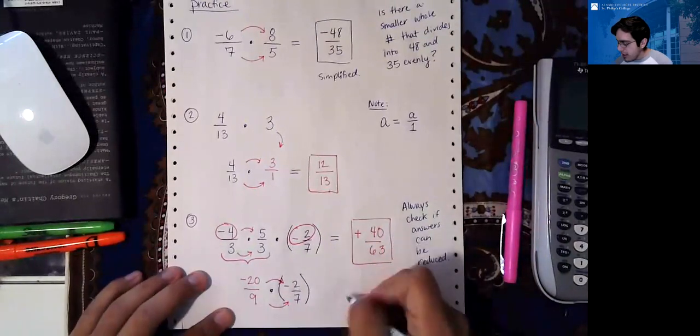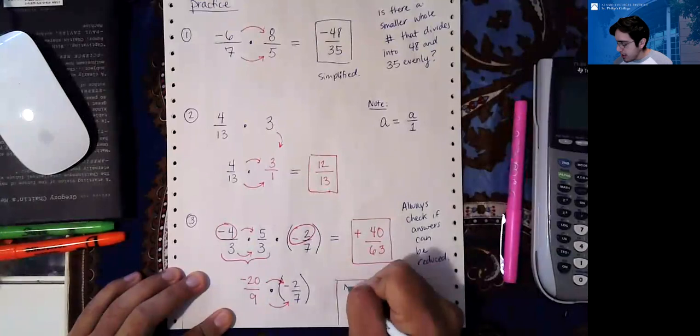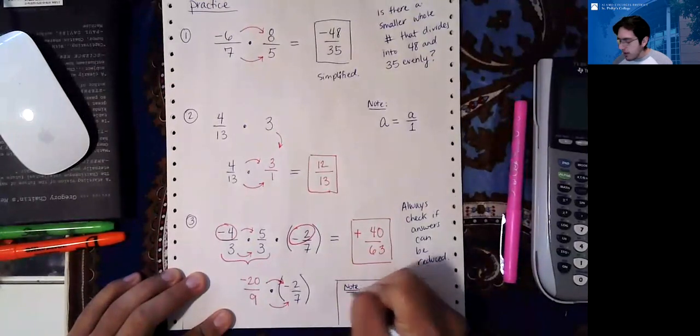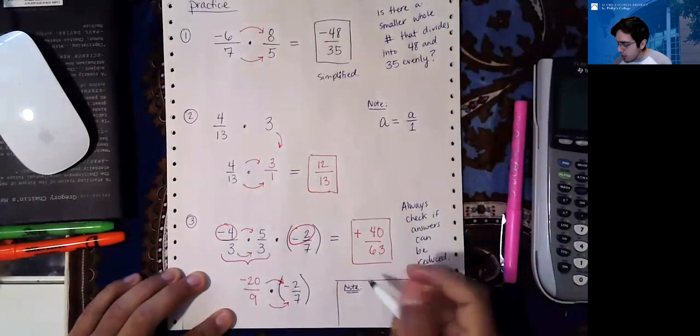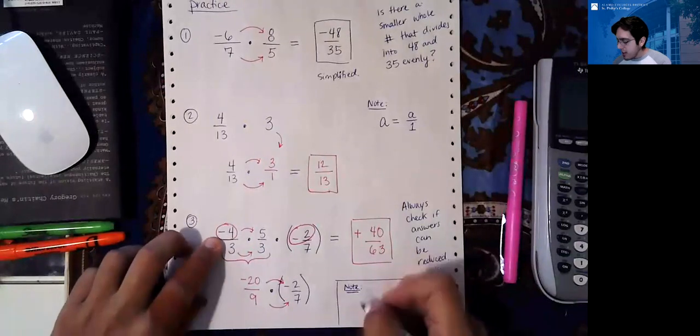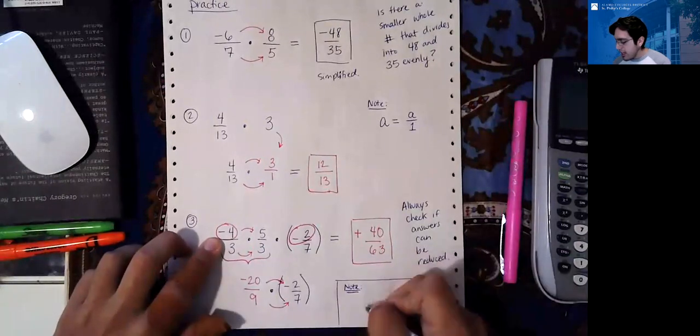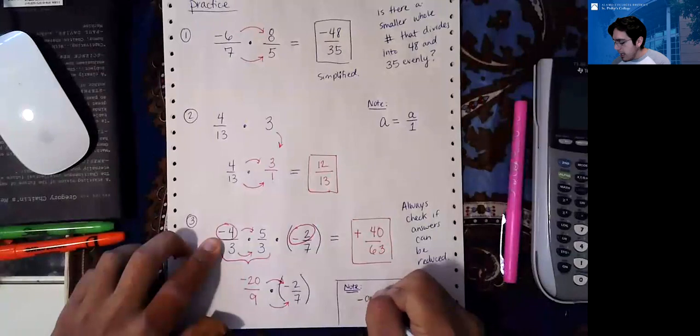Now I will tell you, maybe as a note here, that Hawks is okay with you putting the negative sign on top of a fraction. So let's say that I had -a/b.